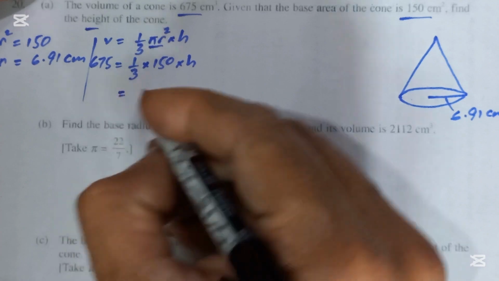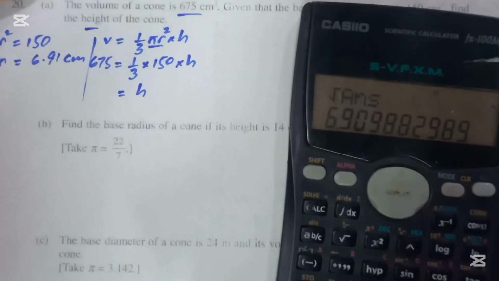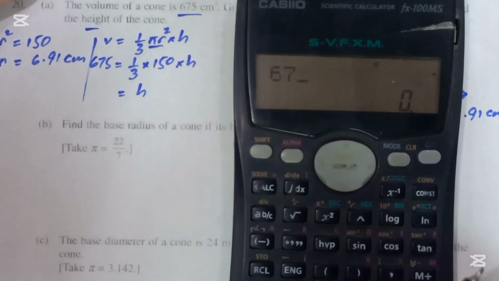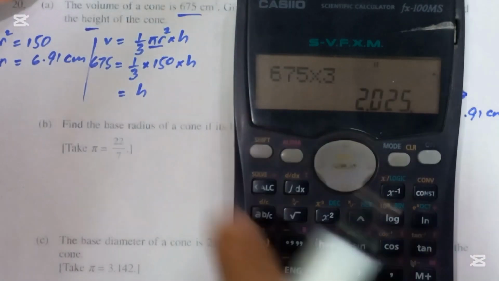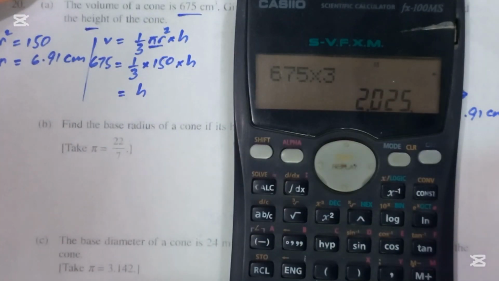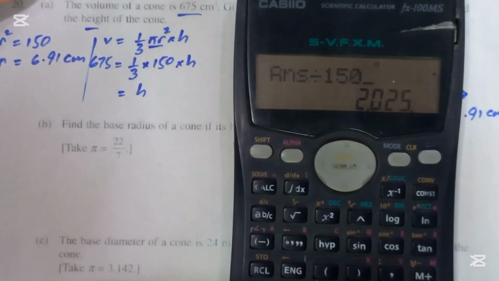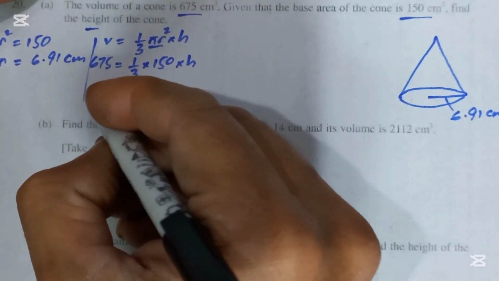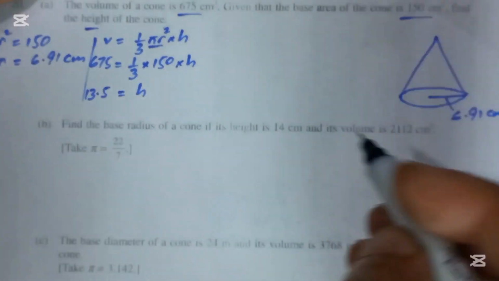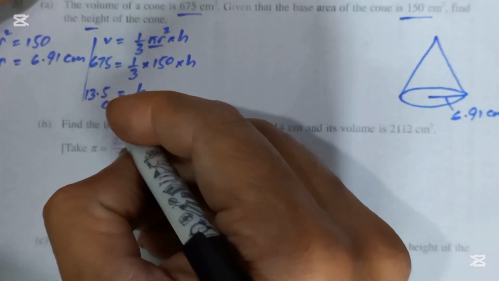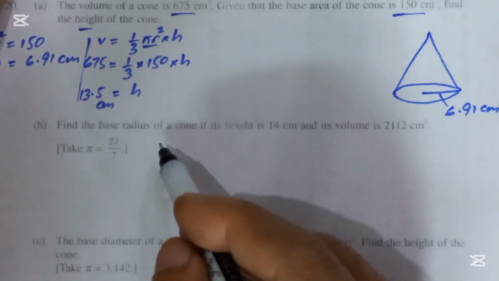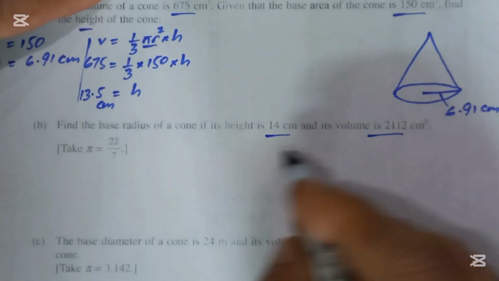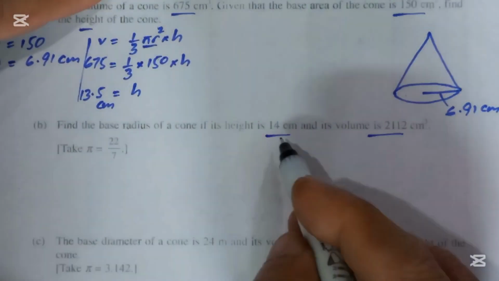So at this point, use the calculator. This 3 will be multiplied by 675. 675 multiplied by 3, and this will be divided by 150. And the answer is 13.5. The unit will be centimeter. In B part, find the base area of the cone if the height is this and the volume is this. So the volume of the cone is given and the height is this.